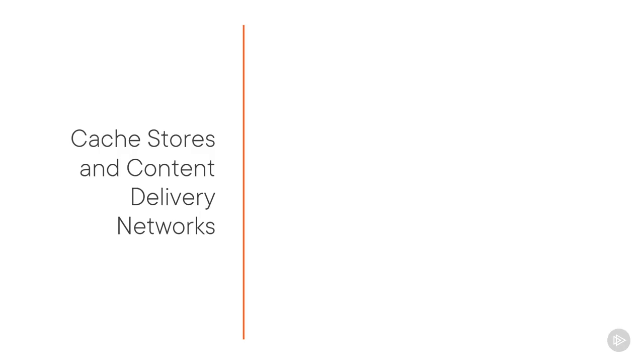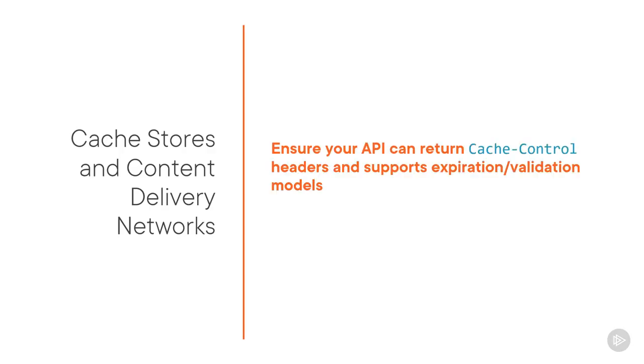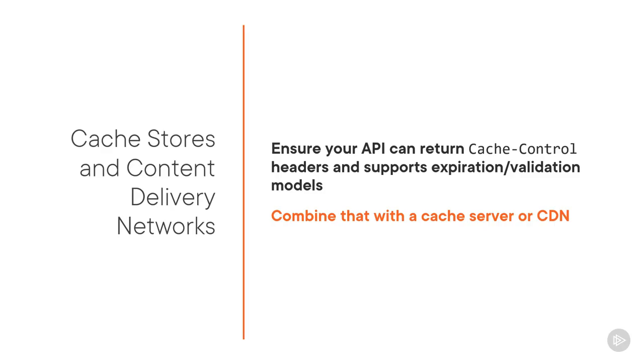So, if I can offer a piece of advice, don't implement the cache store at application level. Just ensure that your API can return cache control headers and supports expiration and/or validation models. A well-implemented cache store will correctly react to those. In other words, we're done as far as our API is concerned. For such a cache store, use one of the cache servers we just talked about, or make your life easier and use a content delivery network. The last piece of the puzzle is cache invalidation. Let's check that out.